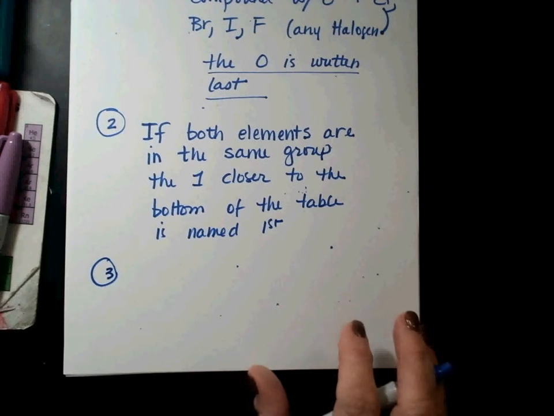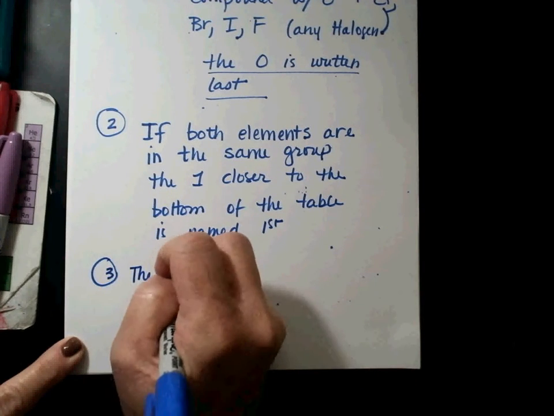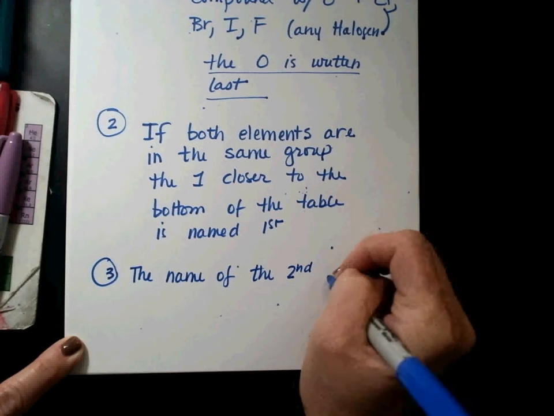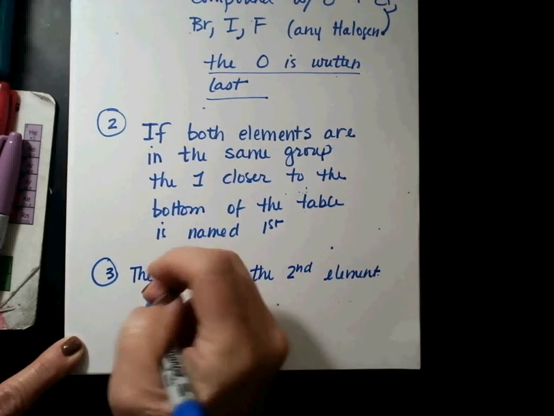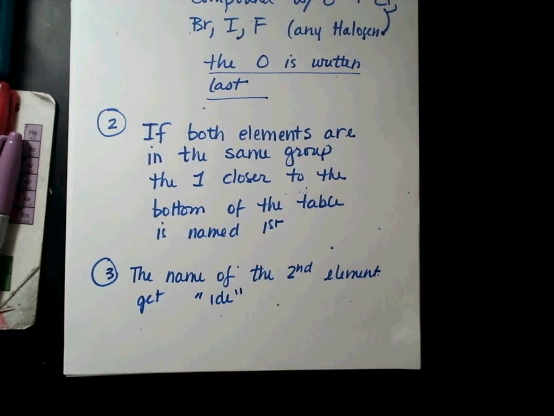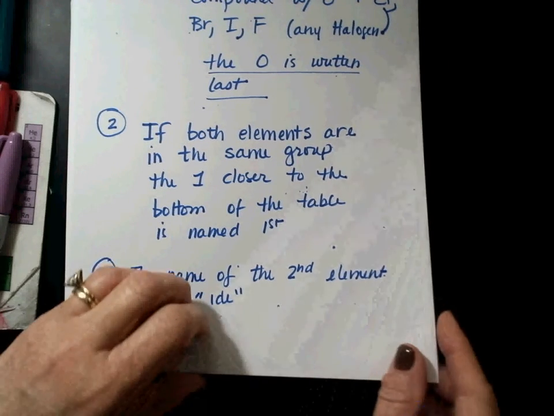Third rule, the name of the second element gets the IDE. And we'll see what that means. It means just like we do with all of our halogen ions when we drop the INE and we add IDE, anything that's the second part of a binary molecular compound ends in IDE. You just drop its ending, add IDE, and you'll see what that means.